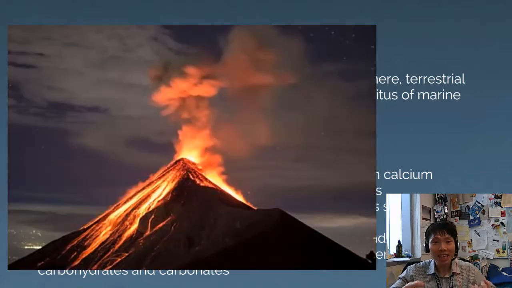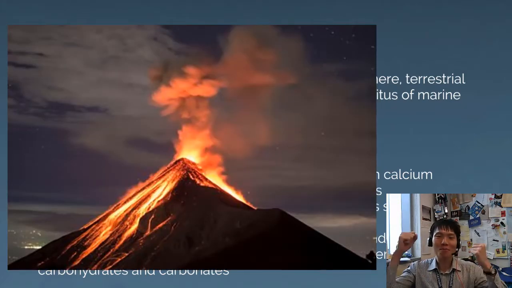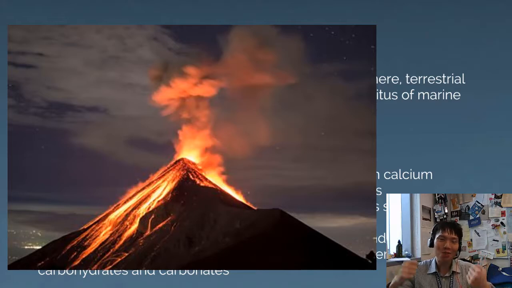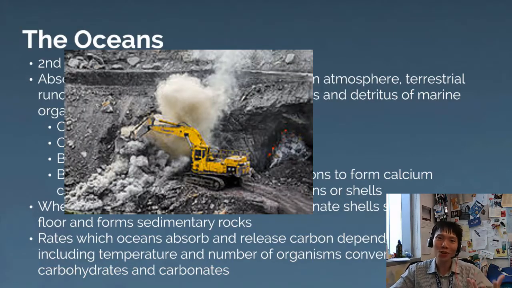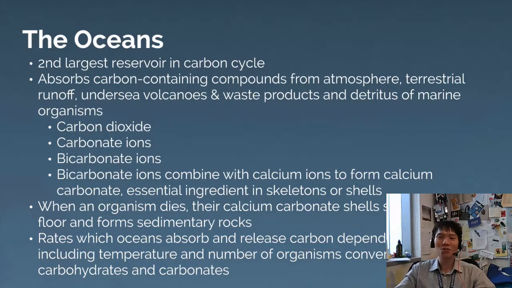It can also re-enter the atmosphere when we hunt them down, extract them, and burn the fossil fuels. Next, we'll be talking about the oceans. The ocean is the second largest reservoir in the carbon cycle. Can you believe it? The oceans absorb these carbon-containing compounds right from the atmosphere.